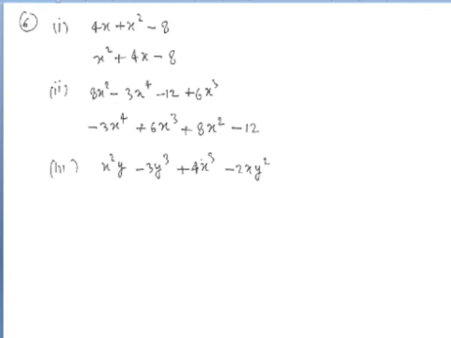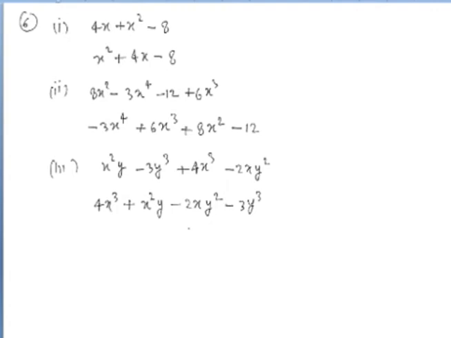So the highest power of x is this. So 4x cube, then x square plus x square y, then x minus 2xy square. Here the power of x is 0, so minus 3y cube. In this way we have to arrange this polynomial.